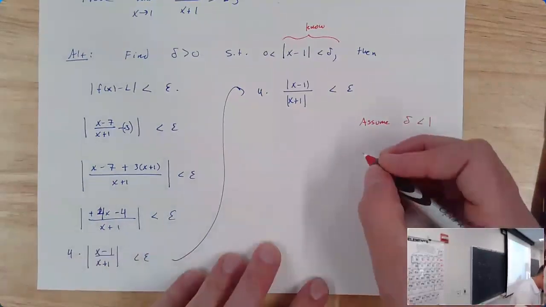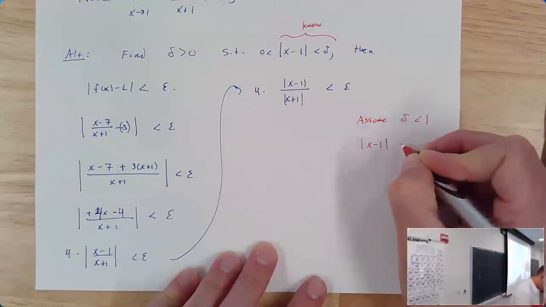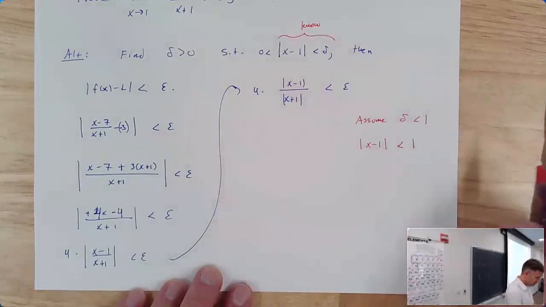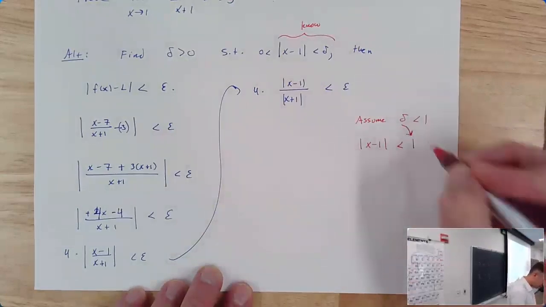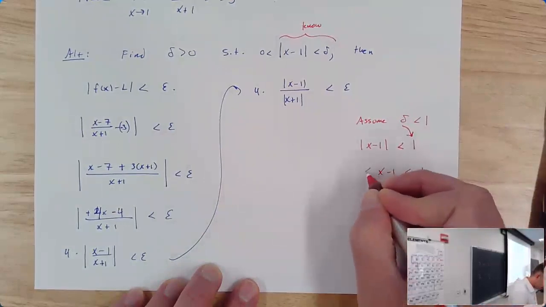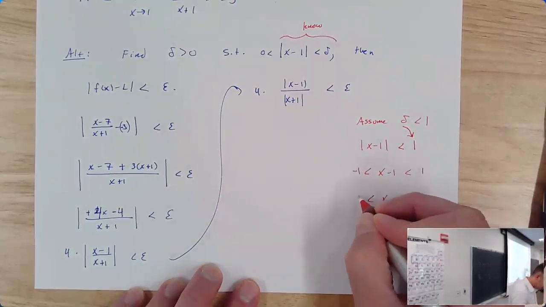Let me show you. So if we start with the absolute value of x minus 1 less than 1, right? Because that's what we're saying. x minus 1 is less than delta. Just plopping in delta right there. So then we have x minus 1 between 1 and -1. Adding 1, we have x between 2 and 0.